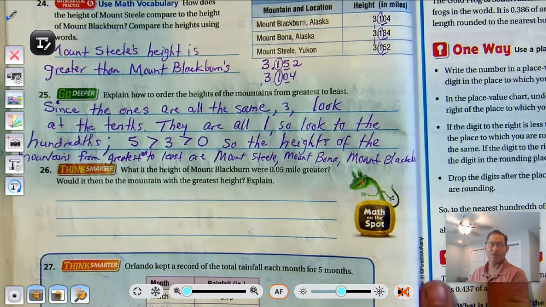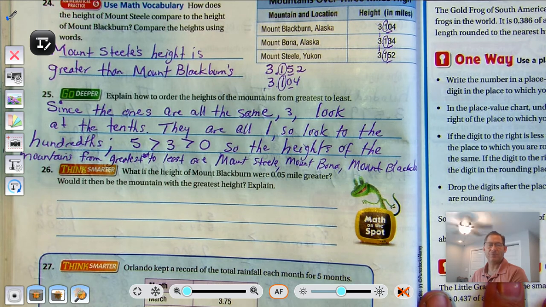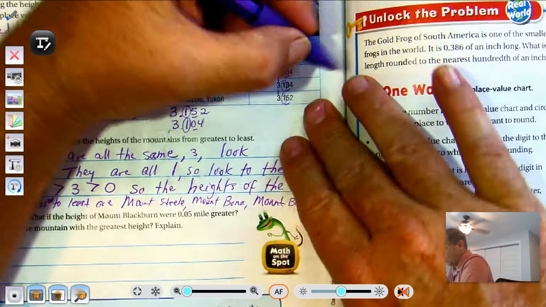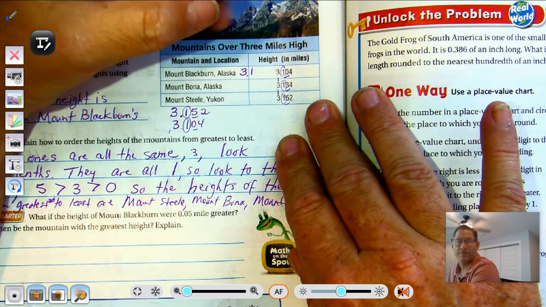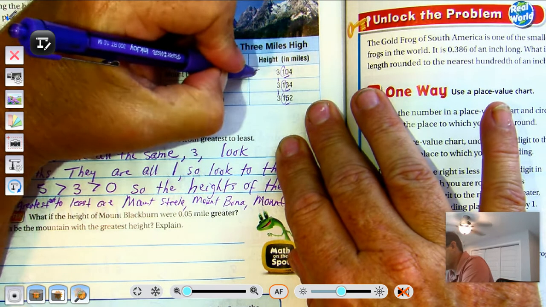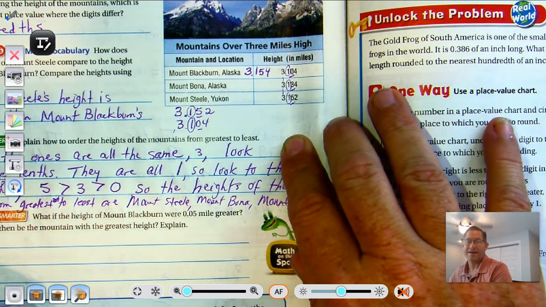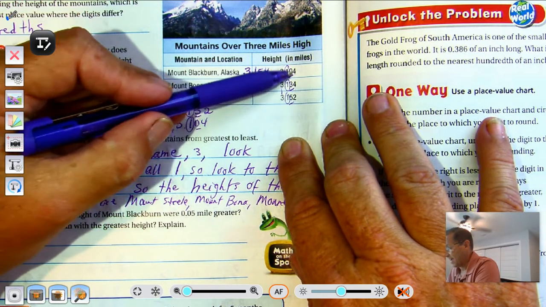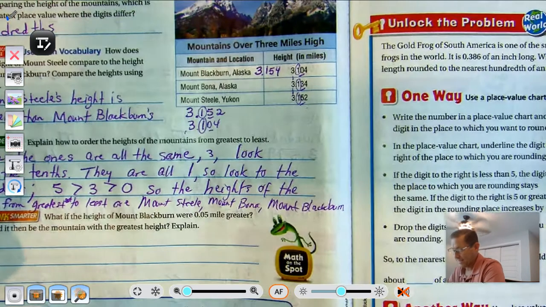All right, 26. What if the height of Mount Blackburn were 500th mile greater? Would it then be the mountain with the greatest height? Explain. All right, so what they're saying is, what if Mount Blackburn was not 3 and 104 thousandths, but 154 thousandths? Would it then be the greatest mountain in height? The threes would still be the same, the ones would still be the same, the fives would still be the same, but the thousandths, the 4 thousandths would be greater. So, yes, it would be.